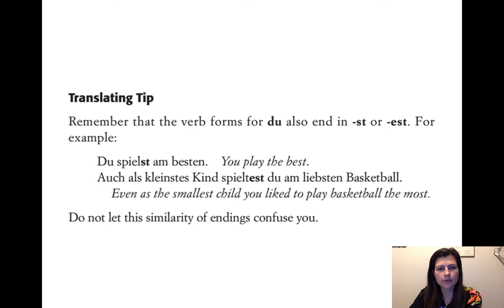So, of course, this can be tricky because the st or est endings happen on verbs when it's for du. Du spielst am besten, you play the best. So this st is very different because it's just a verb ending. It's a verb conjugation. It doesn't have anything to do with adjectives. And then auch als kleinstes Kind spieltest du am liebsten basketball. They put in as many as they could. So even as the smallest child, kleinstes Kind, spieltest du, you played. That's just a normal simple past, but it's still got that ending for du. Am liebsten, the most, yeah. So just watch out for those. That's why you have to know whether you're looking at an adjective or a verb.